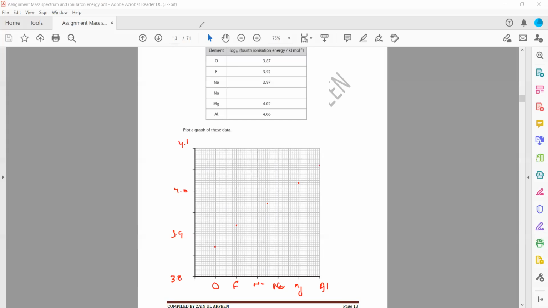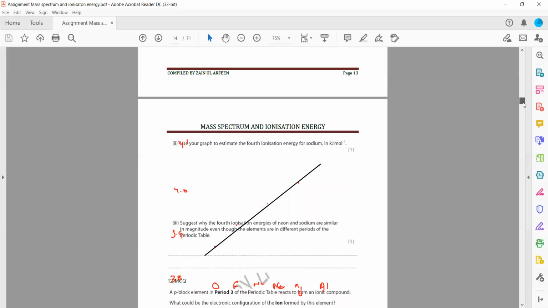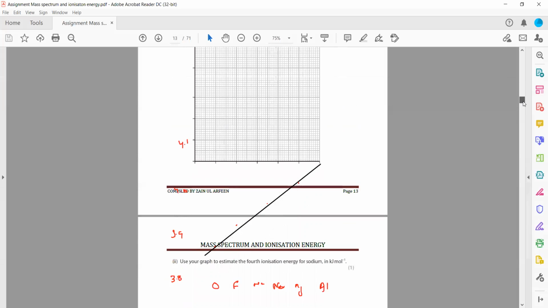So you can see, when we join these points, it will be a straight line, which shows the trend across consecutive elements in the change in ionization energy. So this is the graph which we have to plot. The next part is to estimate the fourth ionization energy of sodium.